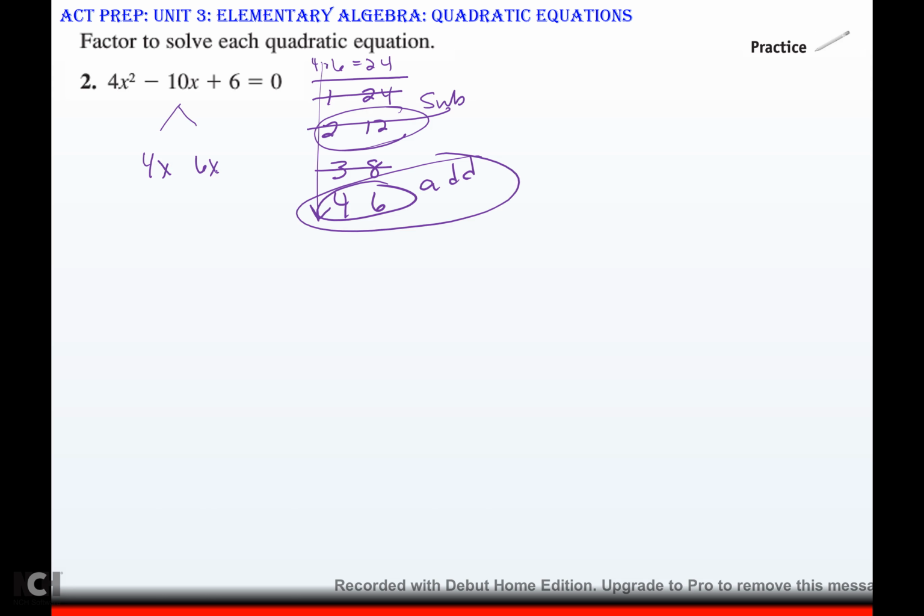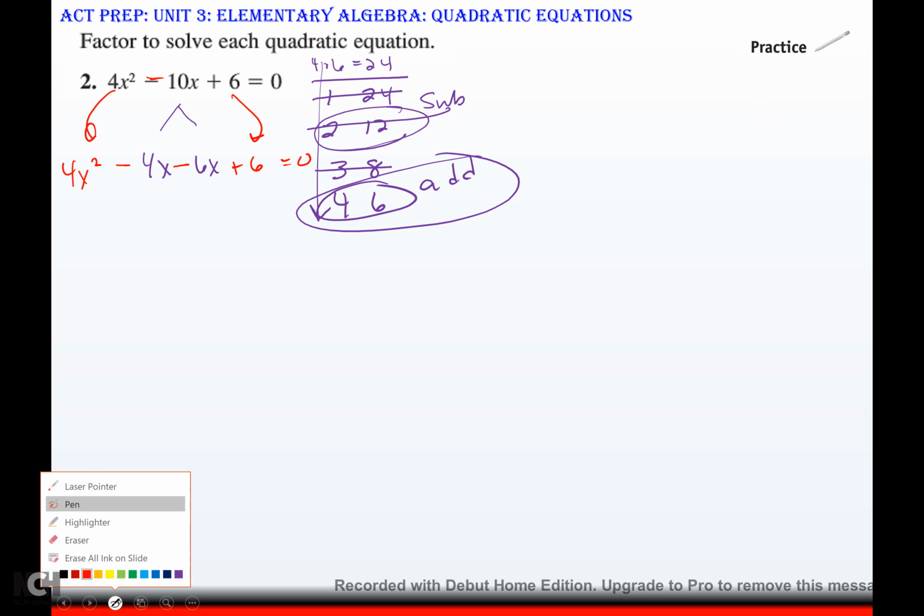Signs, again: C is positive, which means both signs have to match, and they will match what's in the middle. So these guys are both going to want a negative. And then you bring the first and the last down. So I have 4x squared at the front and positive 6 at the back. Okay, so 8 times C, found the factors, rewrite B. Now we're at 2 by 2.